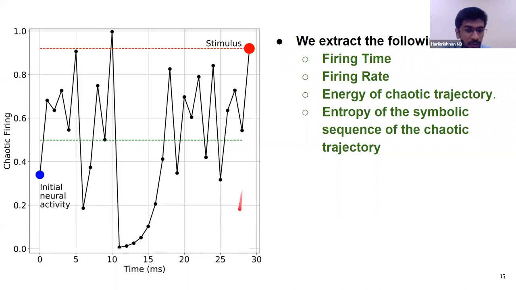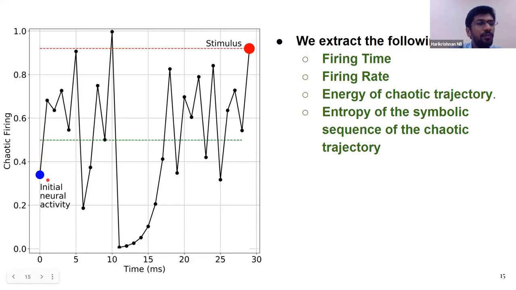Firing time is the time taken for the chaotic trajectory to reach the epsilon neighborhood of the stimulus. Then firing rate. Here you can see there is a green dotted line, which is the discrimination threshold. Now I can convert this trajectory into a sequence of zeros and ones, called a symbolic sequence, based on whether the trajectory is above or below the discrimination threshold. If it is above the discrimination threshold, I assign it one. If it is below, I assign it zero.